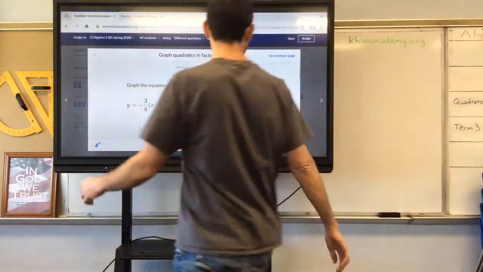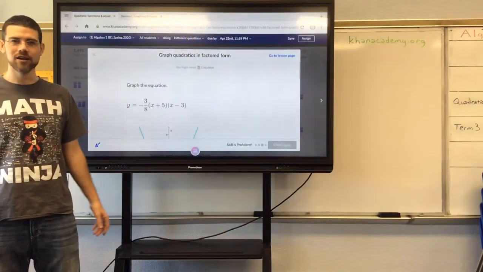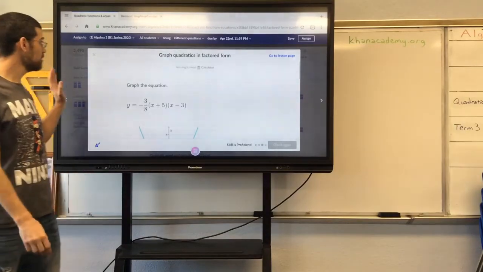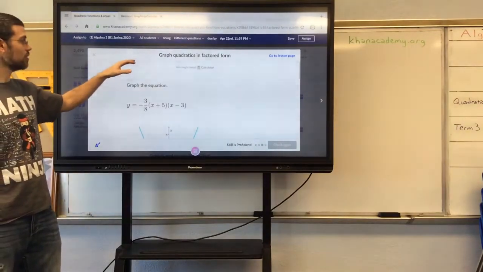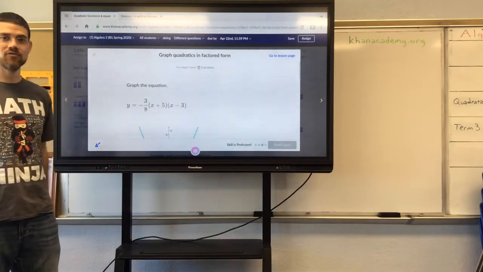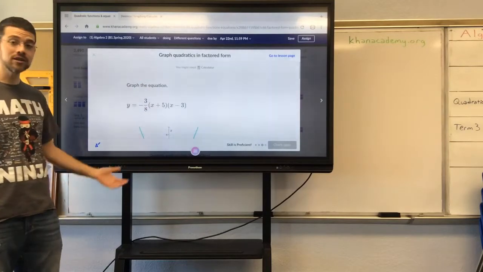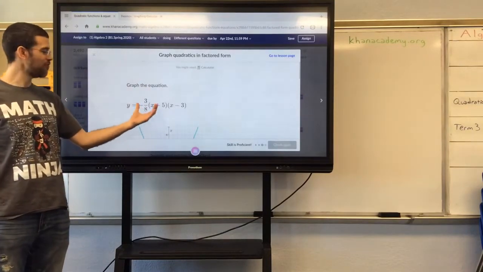All right, welcome back. We are in Khan Academy in Algebra 1, and the unit is quadratic functions and equations. This skill is called graph quadratics in factored form. So here it is. They tell us to graph the equation. They do indeed have it in factored form.